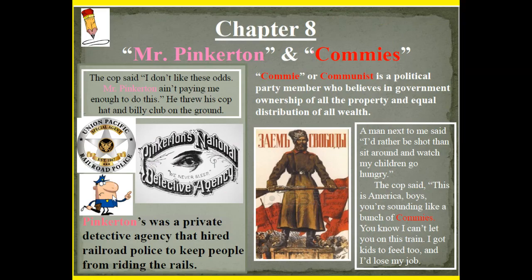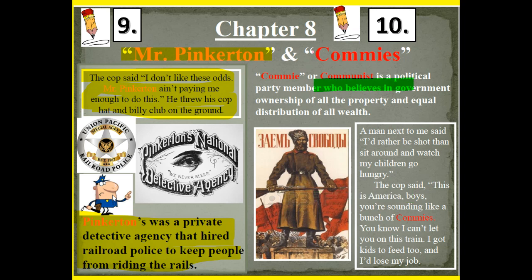All right, here's our last slide. We've got number 9, Mr. Pinkerton. The cop said, "I don't like these odds. Mr. Pinkerton ain't paying me enough to do this." He threw his cop hat and billy club on the ground. So Pinkerton's was a private detective agency that hired railroad police to keep people from riding the rails.